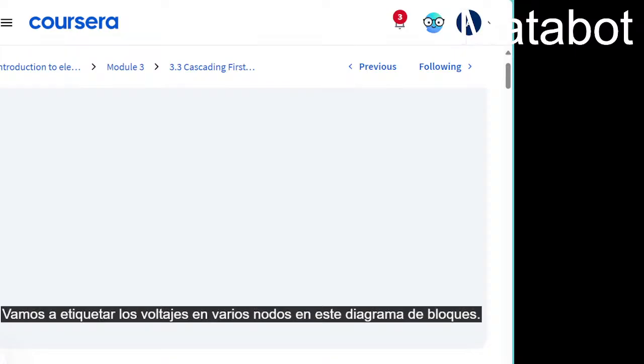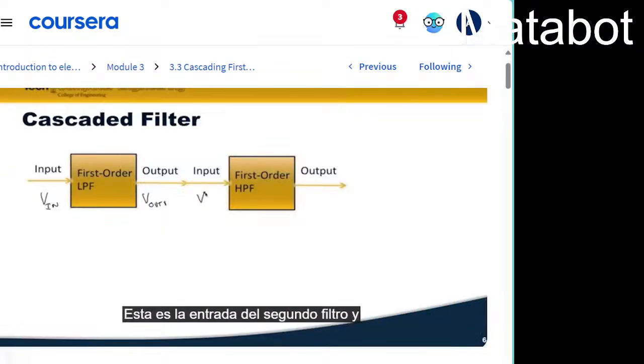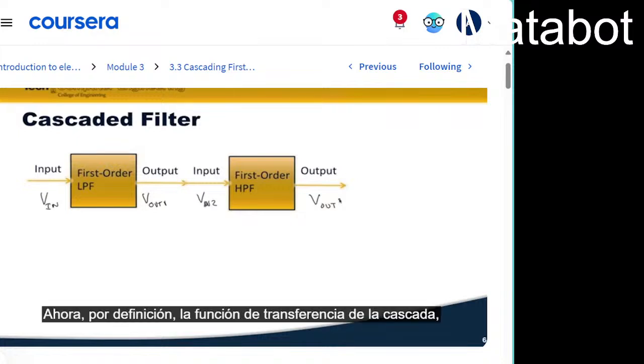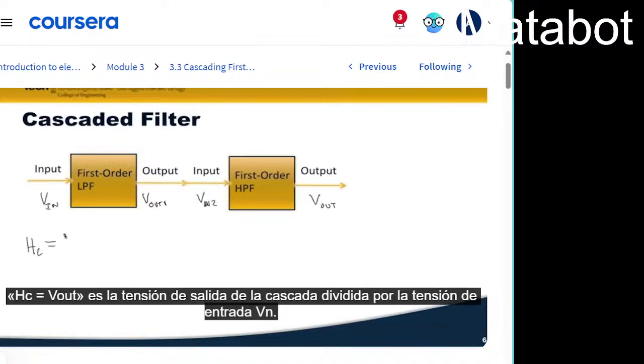This would be the output of the first filter. This is the input of the second filter, and this is the overall output of the cascaded filter. Now, by definition, the transfer function of the cascade, H sub C, is equal to V out, the output voltage of the cascade, divided by the input voltage.